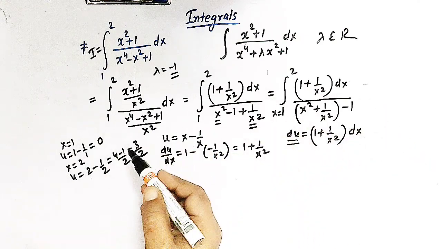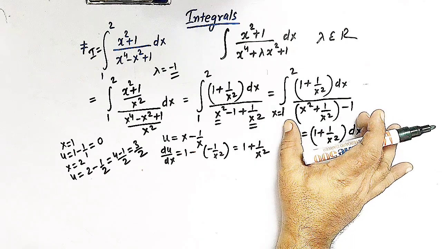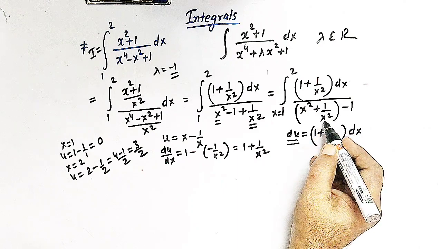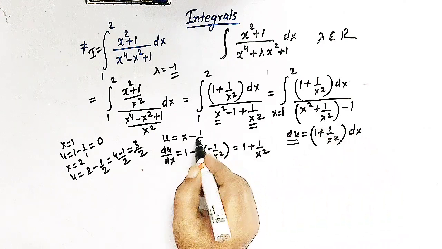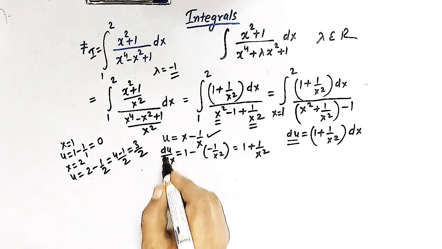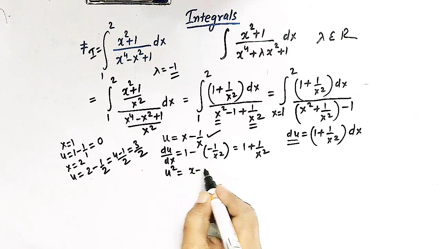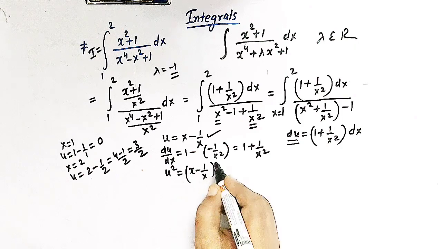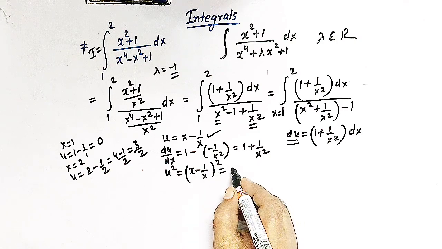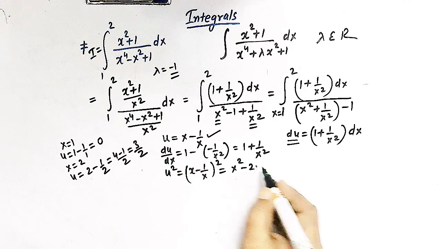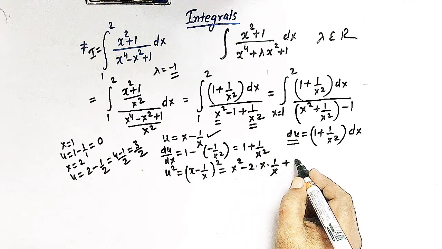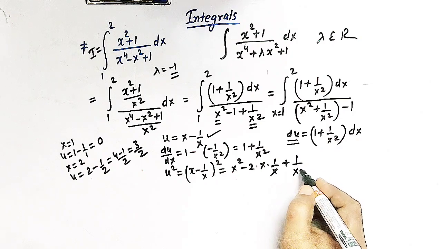So now we have changed the limits, and now let us take care of this denominator. In the denominator we have x square plus 1 over x square, right? So what we will do is take the square of both sides in this substitution. So we have u square, and here we have (x minus 1 over x) whole square, and taking the help of (a minus b) whole square, we can write x square minus 2 times x times 1 over x, that is 2ab, and here we have b square, that is 1 over x square.